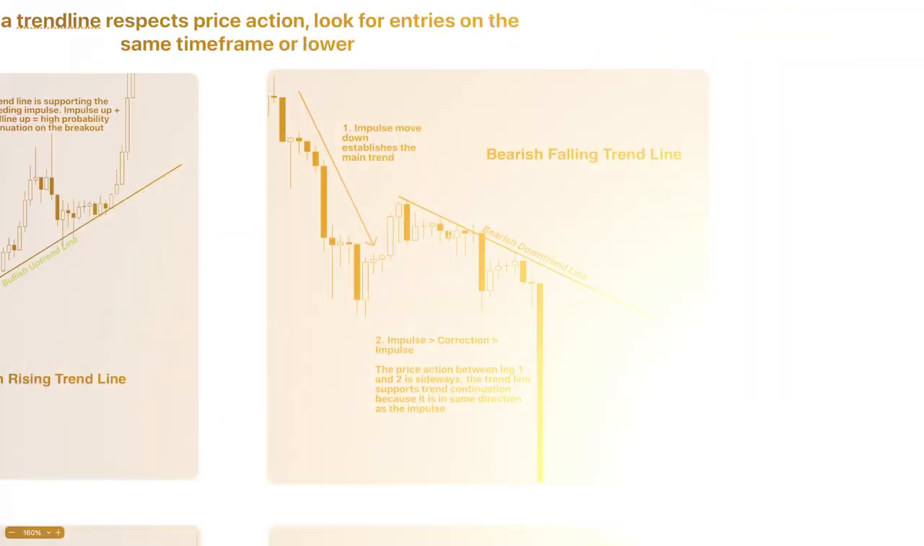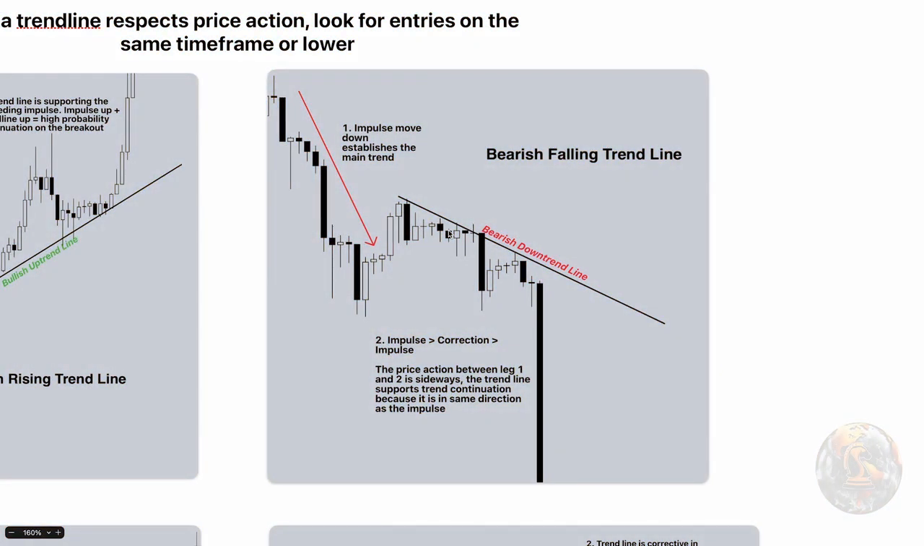Second one is a bearish falling trend line. So this is the inverse of what we just saw on the bullish side. You've got an impulse move down, which establishes the main trend. You then bounce into a corrective move, which is the opposite of an impulse. If you remember this from the market structure lessons, which you should, you'll know that trends move impulse, correction, impulse.